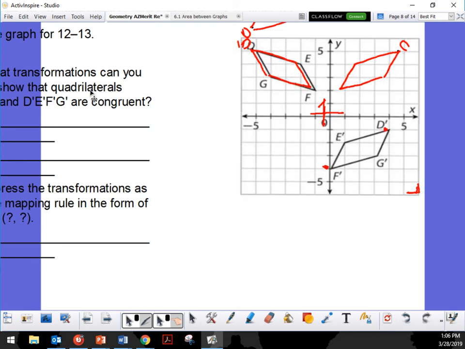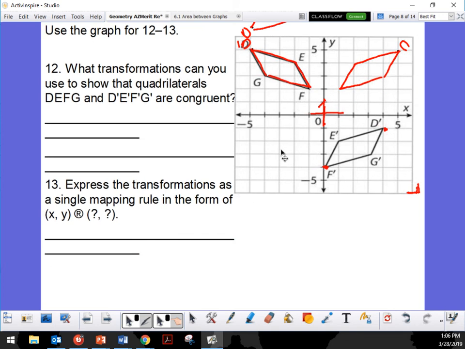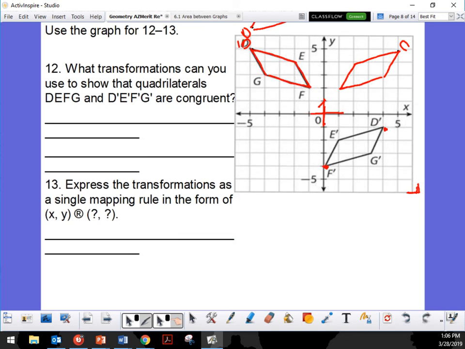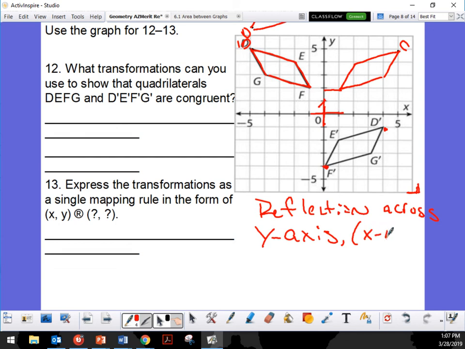Alright, so this one's all messed up. Anyway, so we said that it's going to be going this way. So I flipped it over the x-axis, so it's a reflection across my y-axis, I said x. Now, we're going to move it down, so it's going to go left 1. So it's going to be x minus 1, and it's going to go down 6. 1, 2, 3, 4, 5, 6. Y minus 6.